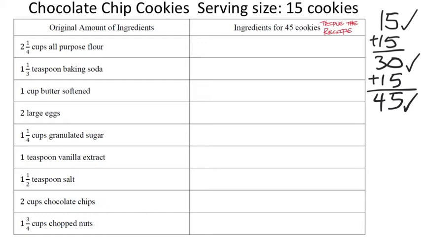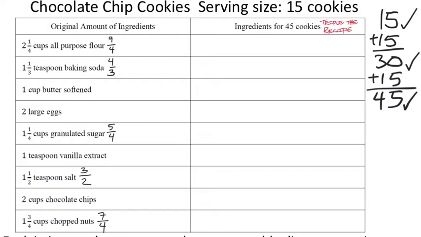So now that we have that down, let's go ahead and change all of our mixed numbers back into their improper fractions. All right, there we go. So we have all these mixed numbers changed into improper fractions, but now we need to triple all of these, okay?